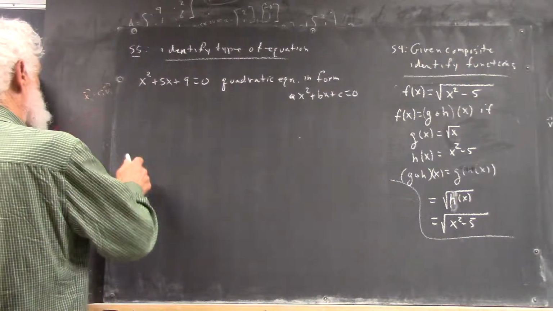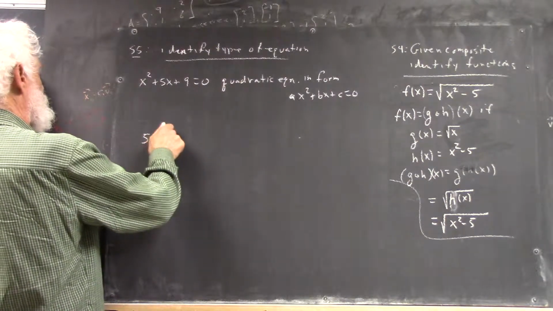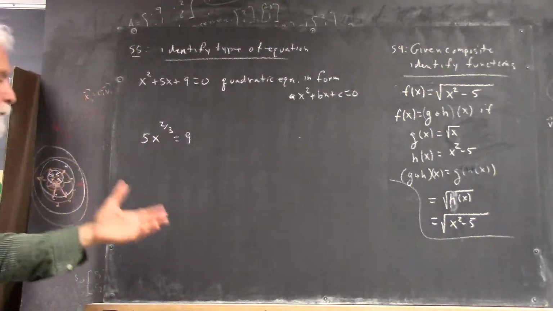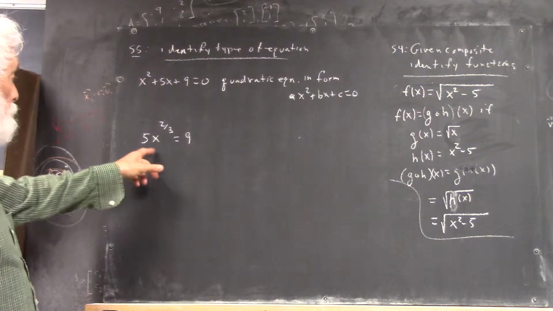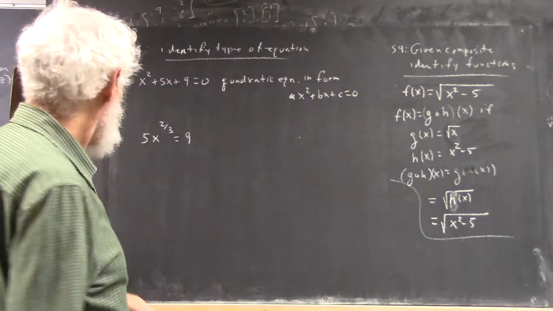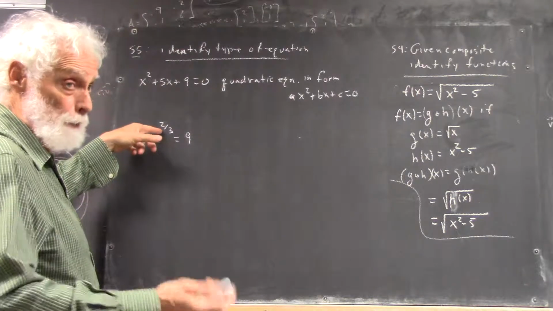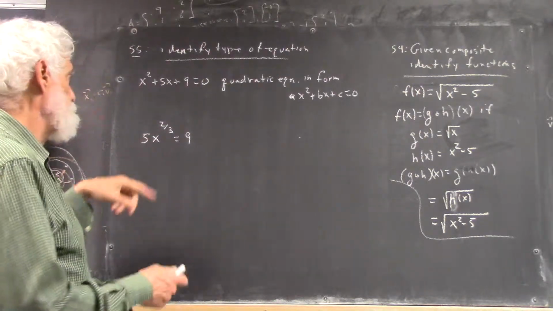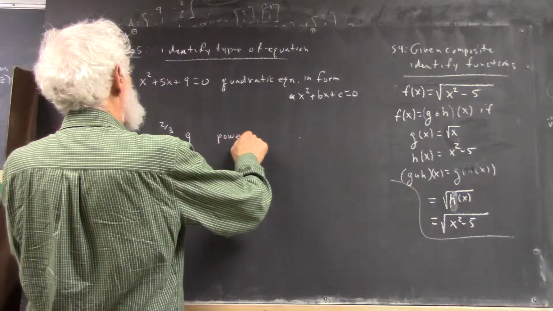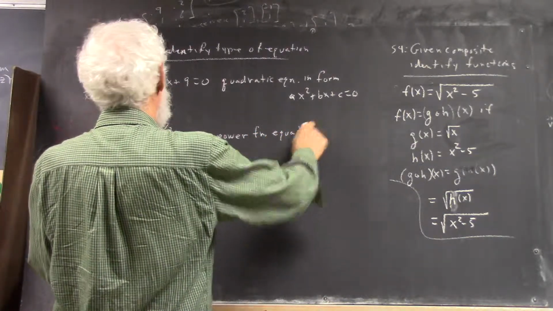Now, power function equation. 5x to the 2/3 equals 9. 5x to the 2/3 is a power function. A power function is of the form ax to the p. And in this case, a would be 5, and p, the power, would be 2/3. So this is a power function equation.